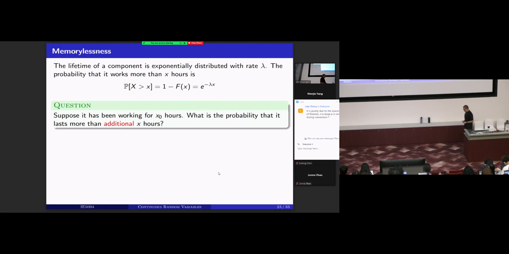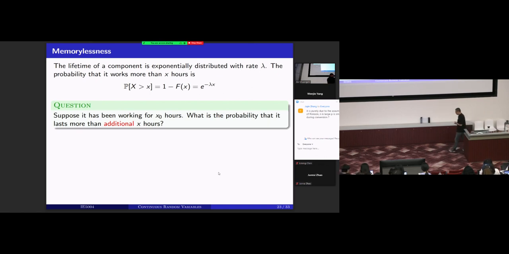So this exponential random variable also has the memorylessness property. To introduce this property, maybe let's recall the memoryless property for the geometric distribution, right? I think 2 weeks ago when we discussed the geometric distribution, I said a geometric random variable is memoryless. So, what does it mean?